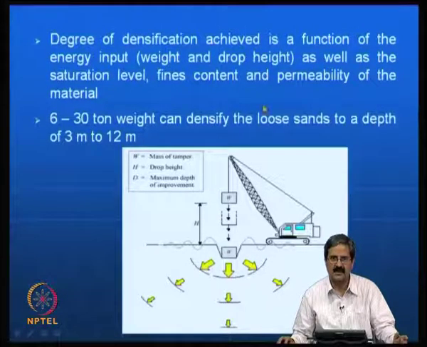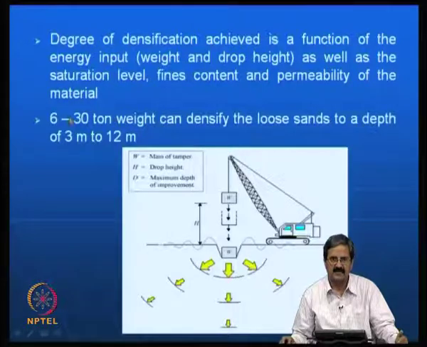These are all important points one should remember: the degree of densification from dynamic compaction is a function of variables like the energy input, the saturation level, the fines content and the permeability of the material. Then these weights of 6 to 30 tons can densify loose sands up to a depth of about 3 to 12 meters. So, for example, if the depth of compaction that you need is about 12 meters, then one can use this technique.